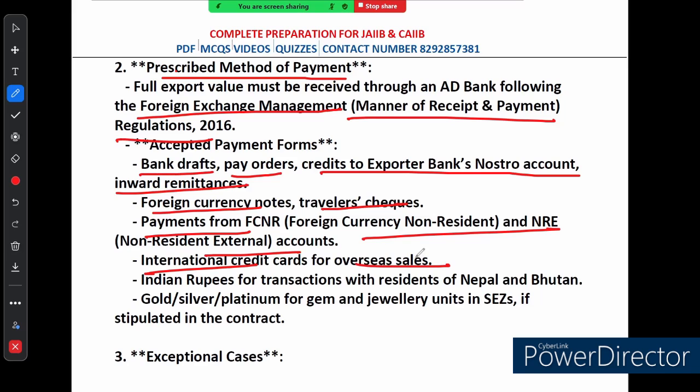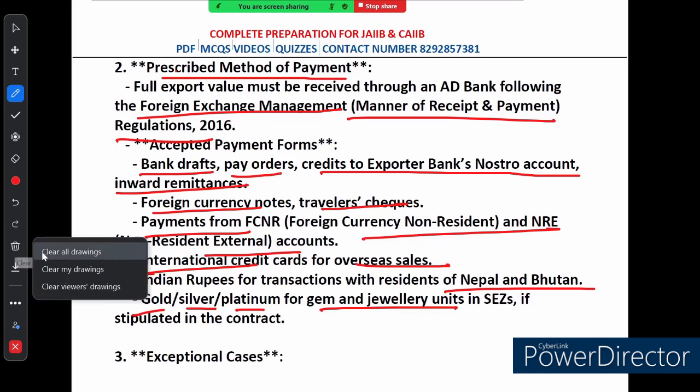Indian rupees can be used for transactions with residents of Nepal and Bhutan. And lastly, if you are in the gem and jewelry business, operating in an SEZ, you can receive payment in gold, silver, or platinum, as long as this is agreed upon in the contract. Suppose you are exporting to Bhutan, you can get paid in Indian rupees, making transactions simpler without dealing with currency conversion.